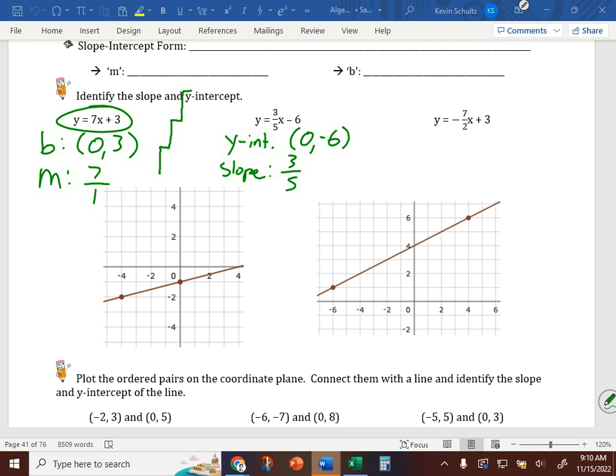Again, notice our y-intercept is a location, right? Our slope is not an ordered pair. Okay? It describes how it moves, not location. And then lastly, y equals -7/2 x plus 3. Our y-intercept is where, Charlotte? 0, 3. Our slope, how it moves across the coordinate plane, will be -7/2, right? How would you graph that?